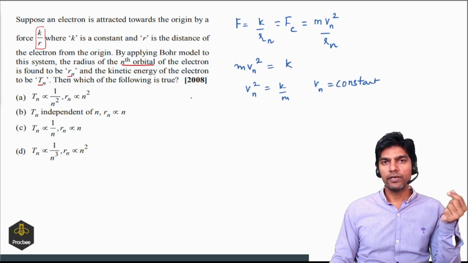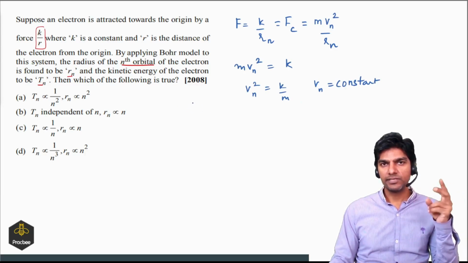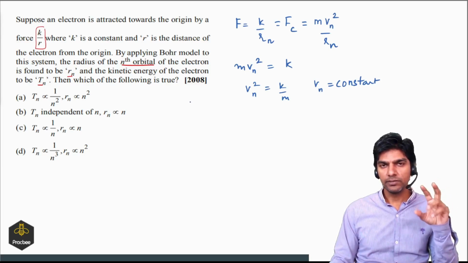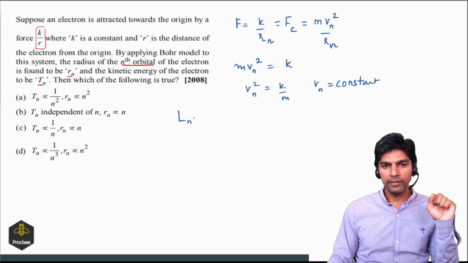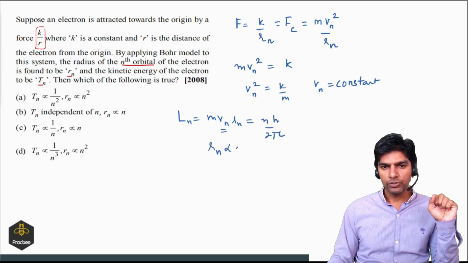So if we want to find Rn, we can use the second postulate, which is the conservation of angular momentum. So Ln, which can be written as m vn Rn, is nh upon 2 pi. So vn is constant. So we can say Rn will be, h is constant, 2 pi is constant, Rn will be proportional to n only, right?